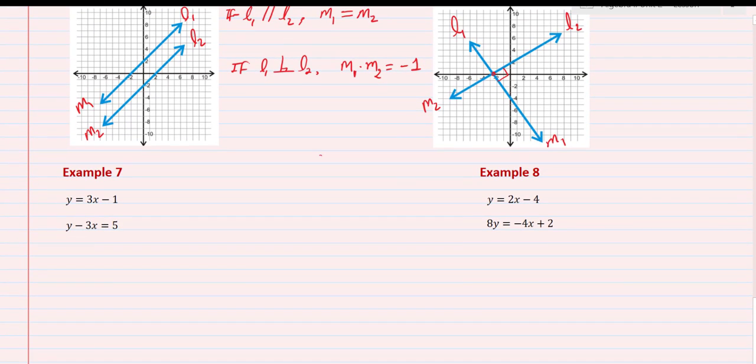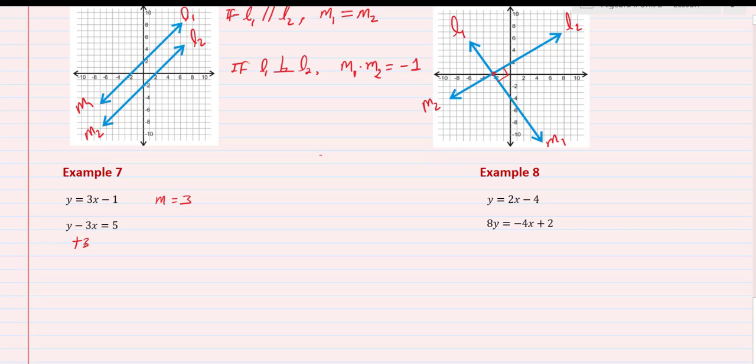Okay, example 7. We have been given two equations. The first one is y is equal to 3x minus 1. Well, we know the slope of this one is going to be 3. Now the second one, let's find out what the slope is. To do that, we have to rearrange it because it's not given in terms of y equals mx plus b, but it's a lot easier.